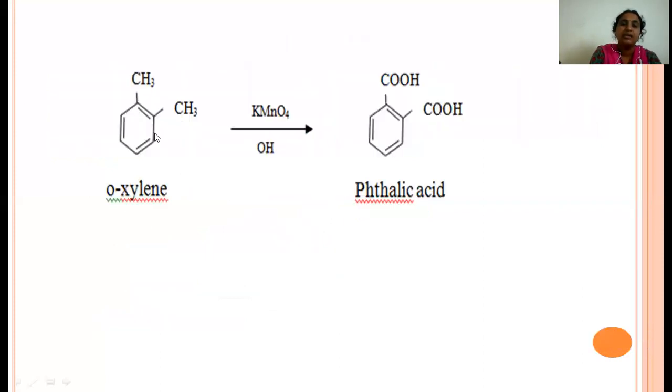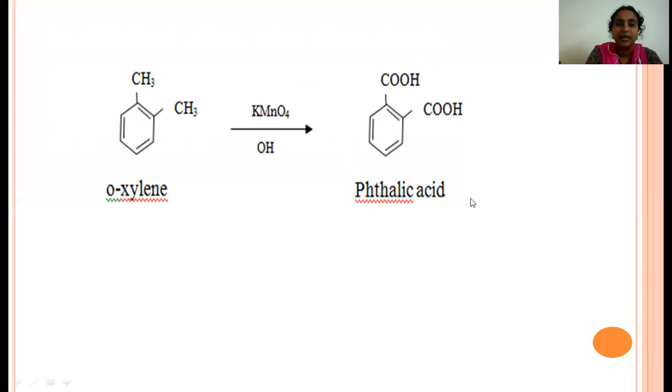Similarly, here this compound is called ortho-xylene. Here two methyl groups are in the 1,2 position, hence we call it ortho. If two methyl groups are present on the benzene ring, then the name is xylene. Whenever xylene reacts with potassium permanganate, oxidation takes place. This benzene having two methyl groups, that means two alkyl groups, undergoes oxidation and produces two carboxylic acids. So ortho-xylene on oxidation with potassium permanganate produces phthalic acid.